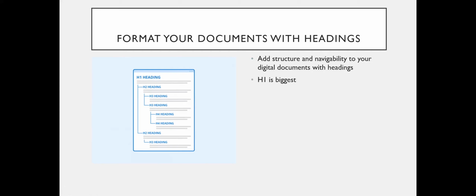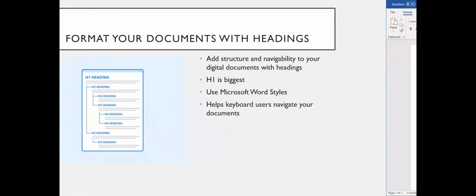If you're not familiar with headings, it's kind of a little tricky. H1 is actually the biggest and H6 is the smallest. You'll find this in Microsoft Word under Styles or the Styles pane. I'll show you what that looks like in just a second. And it does help keyboard users navigate your documents as well, not just screen reader users.